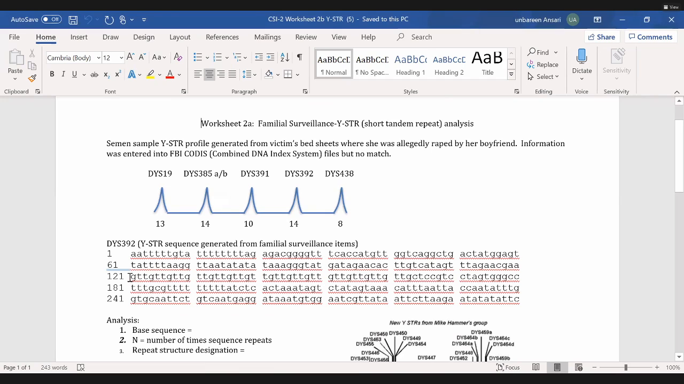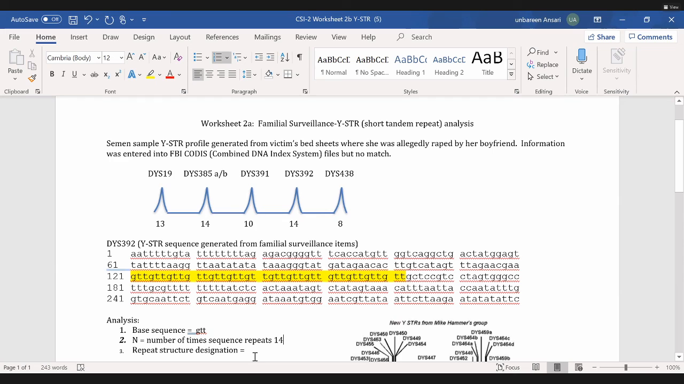For example, I see a pattern over here, GTT, GTT, GTT, and it's repeating all the way. Right here, it's only repeating until here. Correct? Then count. So what is the base sequence? It is GTT. I should have highlighted this. That's the one that's repeating. The base sequence is GTT, correct? The number of times it's repeating: 1, 2, 3, 4, 5, 6, 7, 8, 9, 10, 11, 12, 13, and 14. So how many times it's repeating is 14.